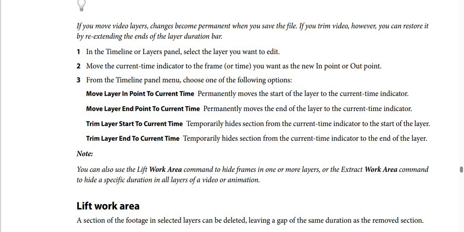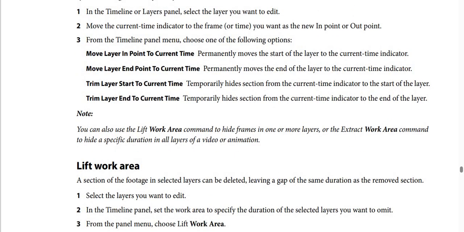And the third option, trim layer start to current time, means it temporarily hides a section from the current time indicator to the start of the layer. And after that, the fourth option, trim layer end to current time, means it temporarily hides a section from the current time indicator to the end of the layer. And be careful again here now please.